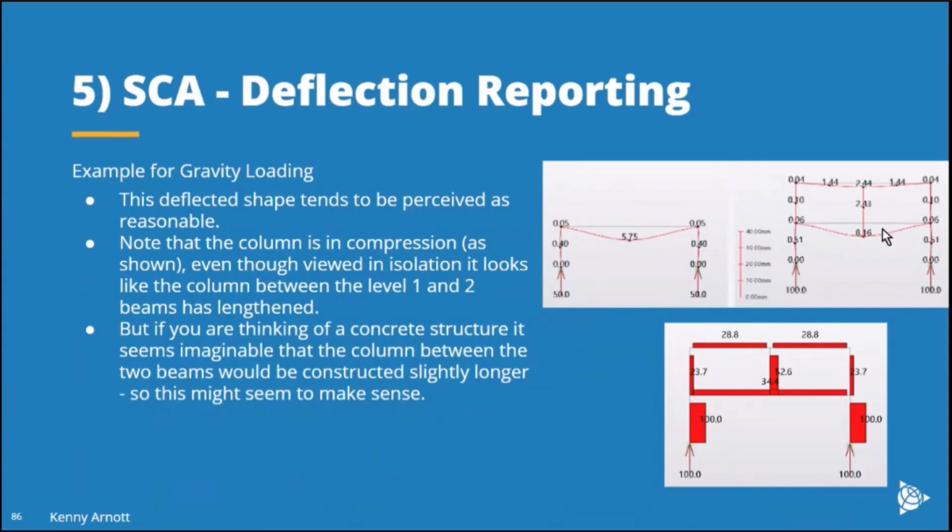this deflected shape tends to be perceived as quite reasonable and almost in a way understandable. But actually note that that column is in compression. Whereas if you just look at the deflections at each end of it, it's deflecting down by more at the bottom than at the top. So if you look at the deflection diagram, you're thinking that should be tension.